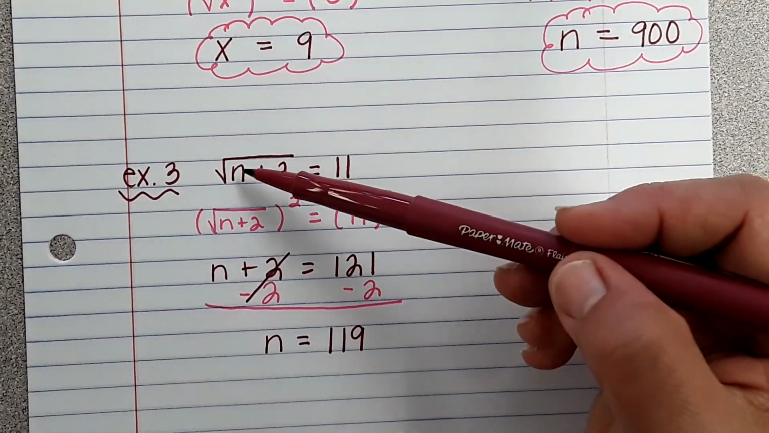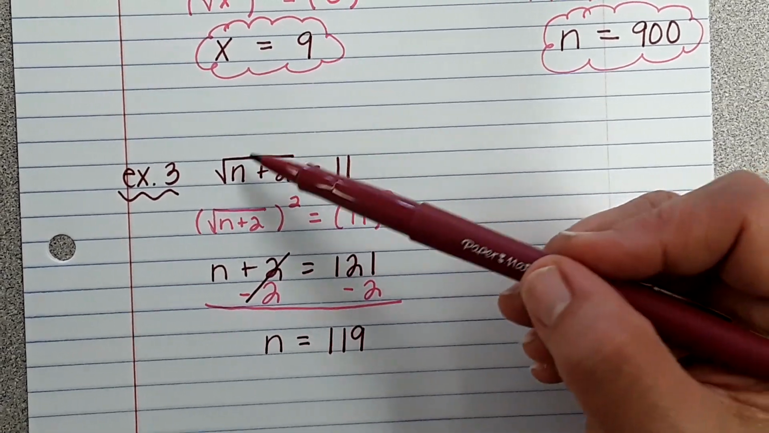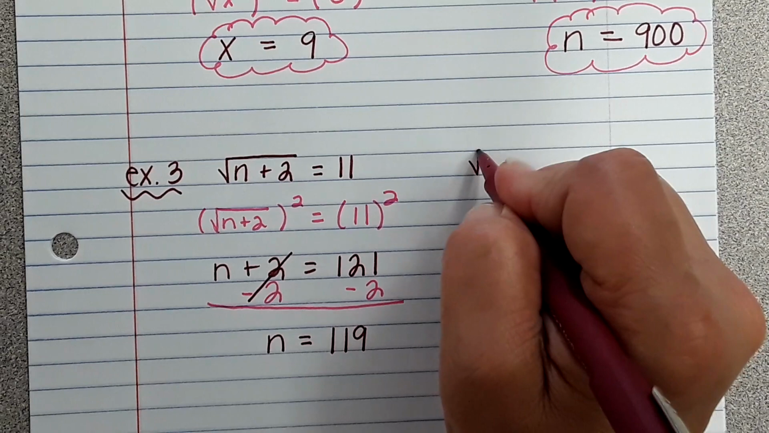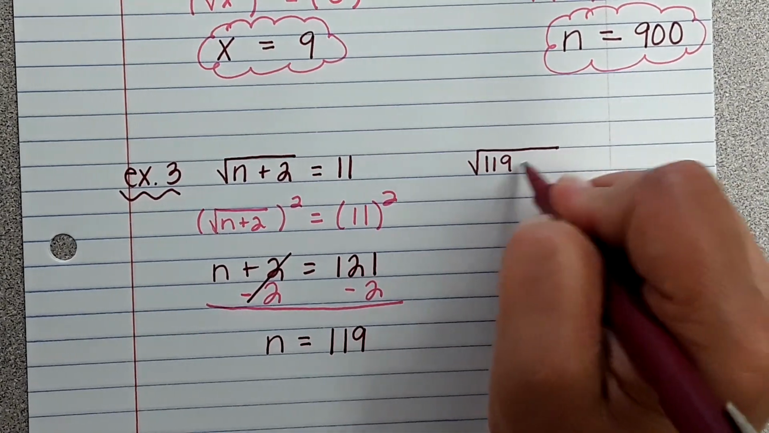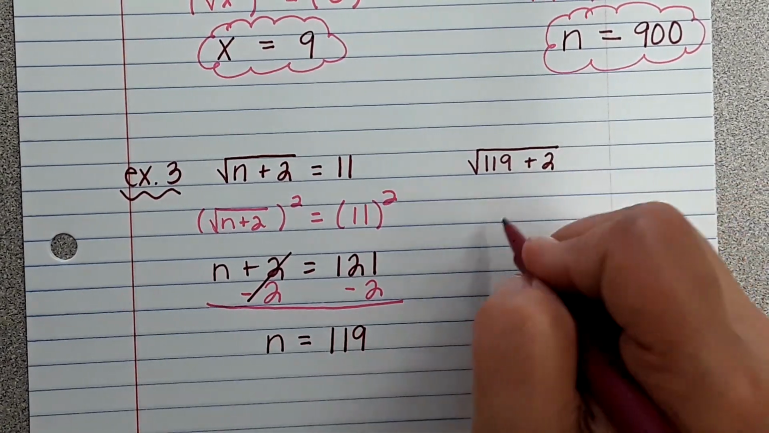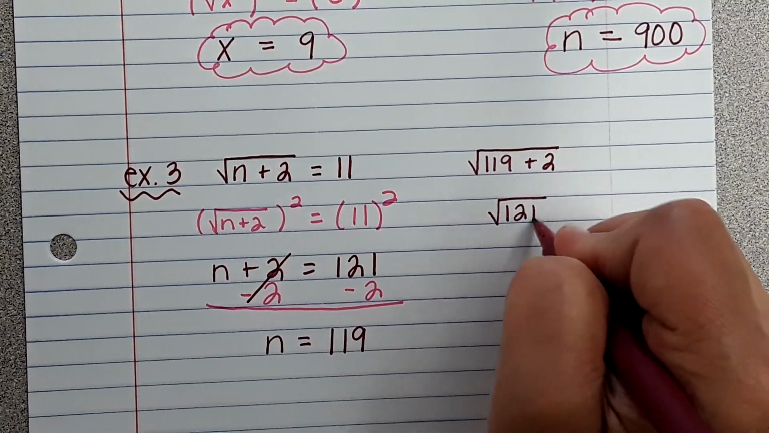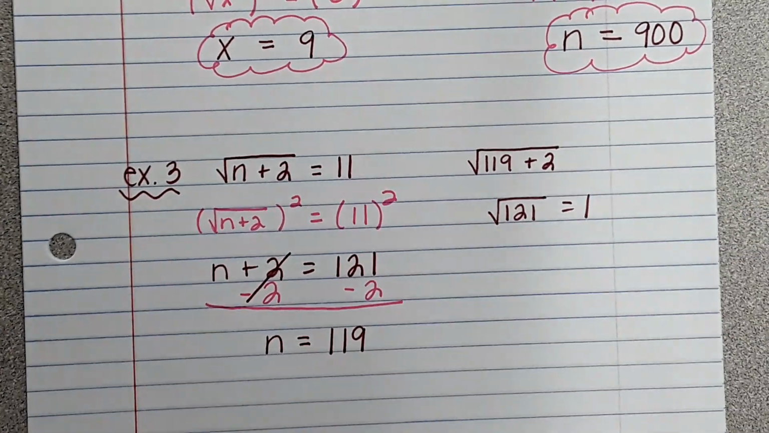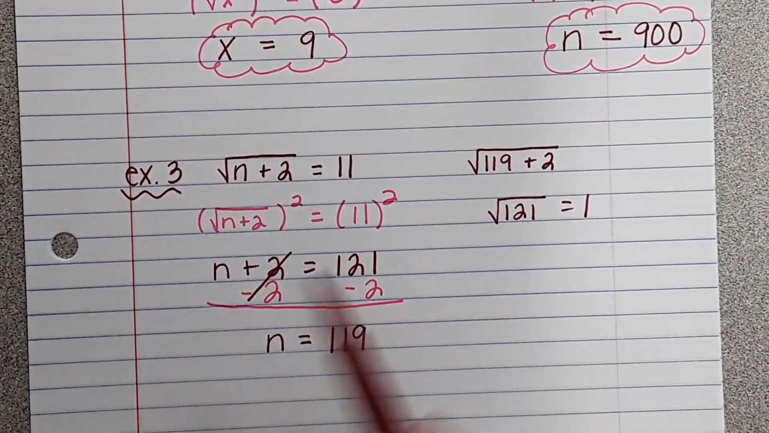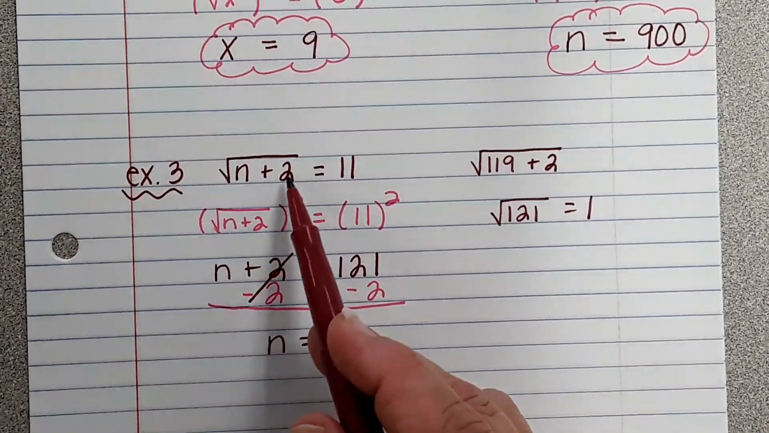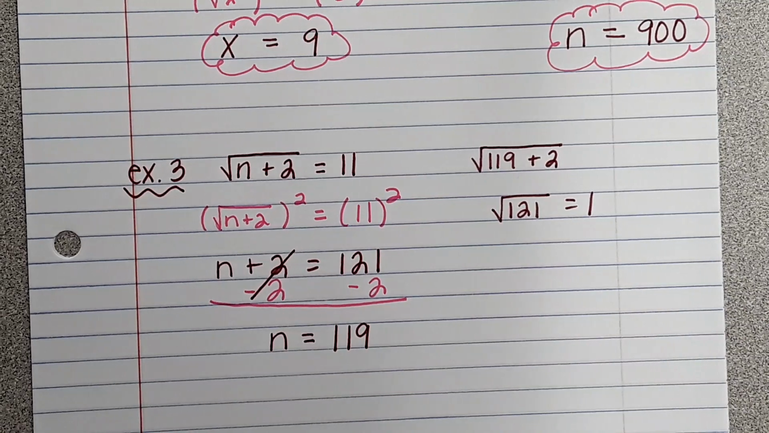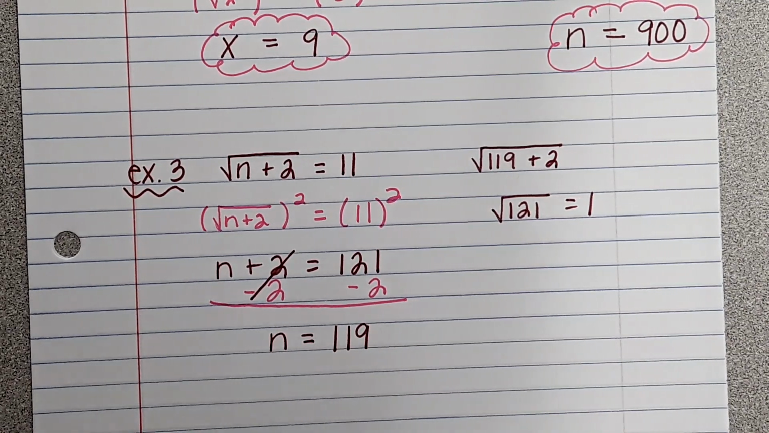So you guys, if we put 119 in for n, let me show you how I worked it out. 119 plus 2 is 121. What is the square root of 121? 11. That's how you know we did it right. So if you plug in n, you get 121, and you take the square root, you get 11. How are we doing so far?